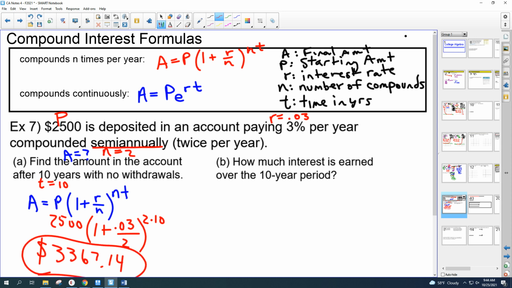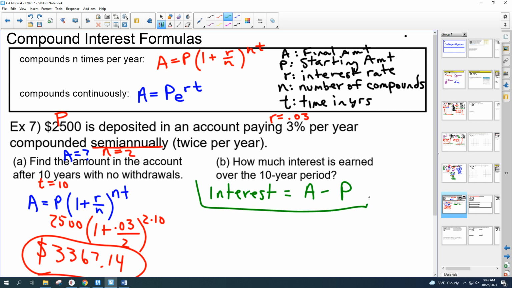That's the final amount. Part B, how much interest is earned? You should already know this, but the interest is just whatever you ended up with minus whatever you started with. It's how much you gained, right? All right, so it's just the final amount minus the starting amount.